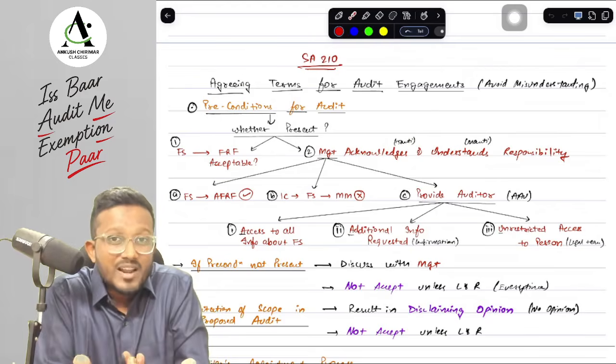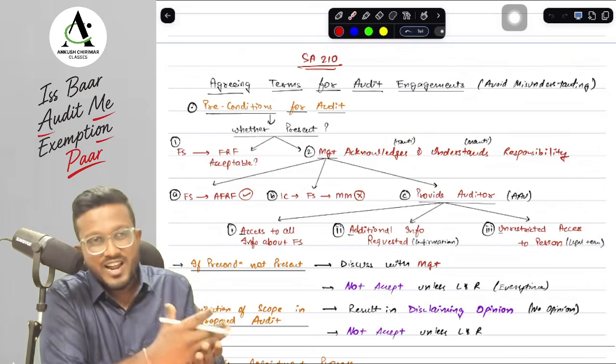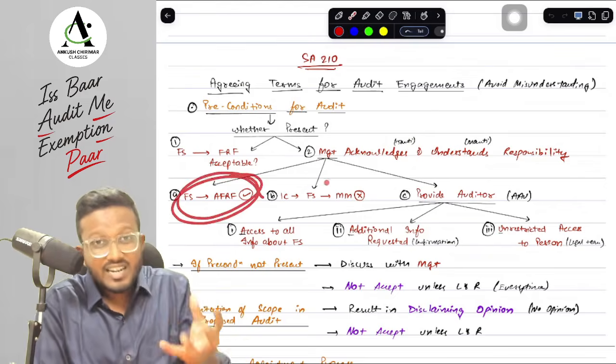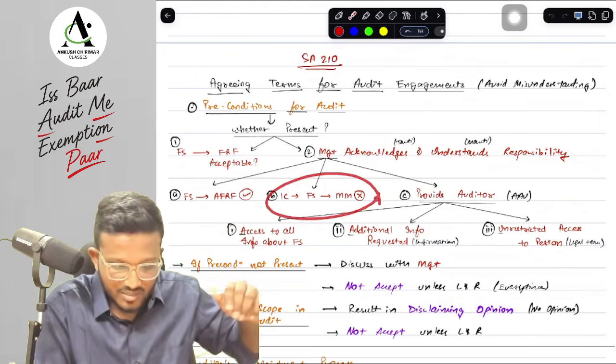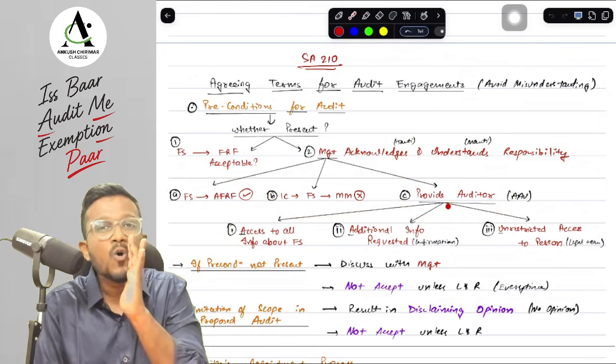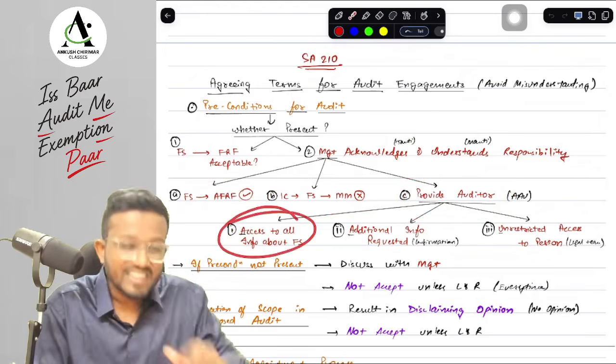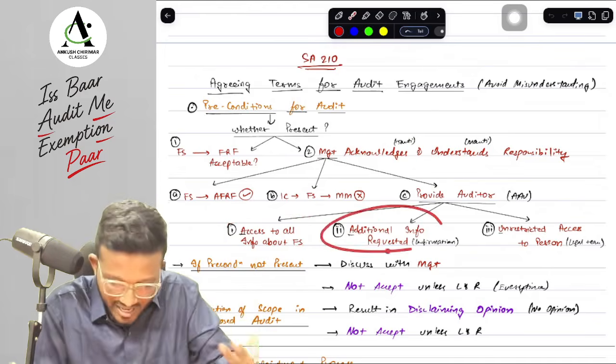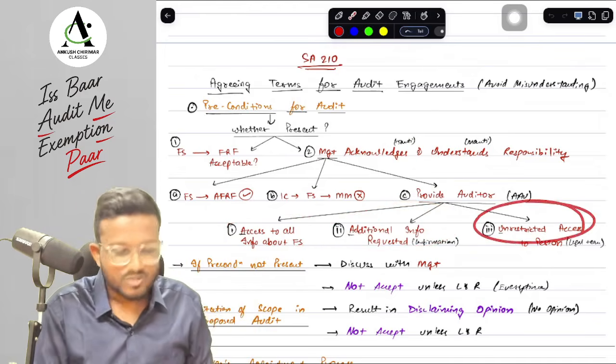What is the responsibility of management? Our main concern is financial statements, so financial statements should be as per AFRF. Secondly, the internal control should be such that the financial statements do not have material misstatement. And lastly, the management should provide the auditor with OW, which is basically what, sir? A for access to all the information, A for additional information, and U for unrestricted access to the persons.